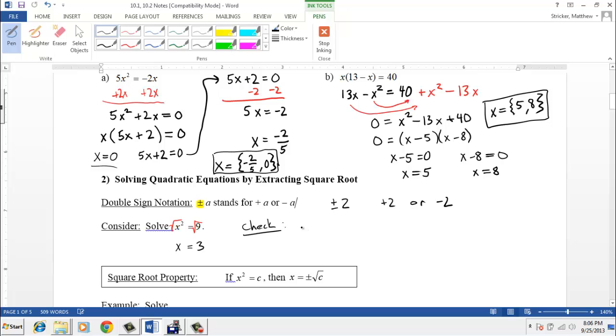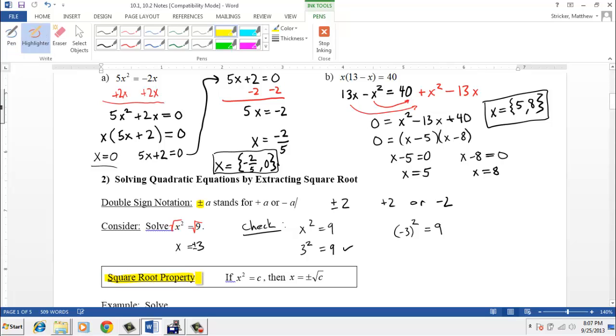We could check the answer in our original equation, and we know that our answer 3, when we square it, is in fact equal to 9. That checks out. But what we also know is that negative 3 squared is equal to 9. So it's not just the positive 3, it's also the negative 3. So the answer is not just 3, it's plus or minus 3. And that's what you see in the square root property.